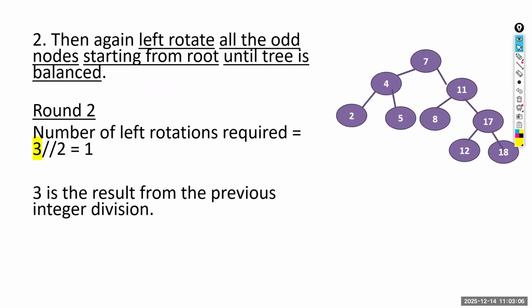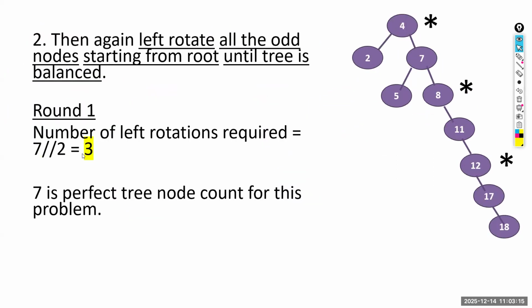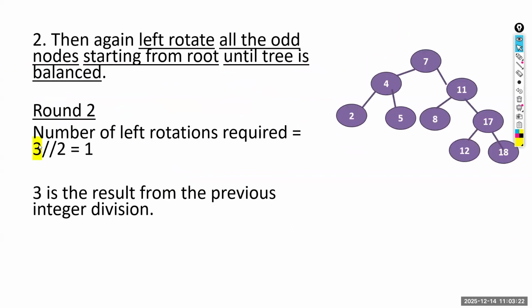And now again, the remainder of that. Okay, so 3 is the result from the previous integer division. Previous integer division, we got 3, and we have done 3 rotations. Now again, do integer division by 2 on that previous result, which is 1. So that means now again you need to do one rotation. One rotation from here. That results because anyway, nothing to delete. Again, if you divide by 2, you get 0, right? So therefore, that should be the end.